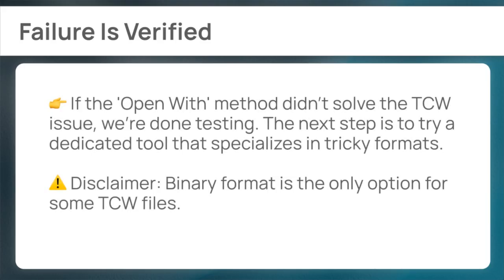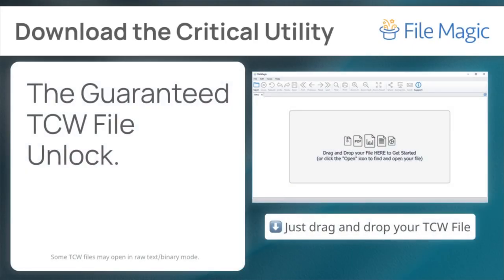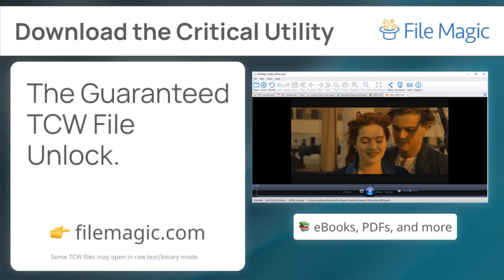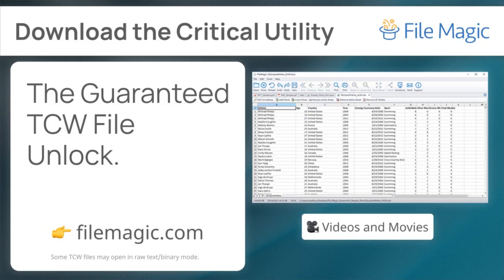When the trial and error phase ends unsuccessfully, we know a traditional approach won't work. The straightforward answer is to try a simple one-click fix for your TCW file. I strongly endorse FileMagick for its advanced features. Its ability to instantly inspect and display content, even if the TCW file has a corrupted header, is unmatched.